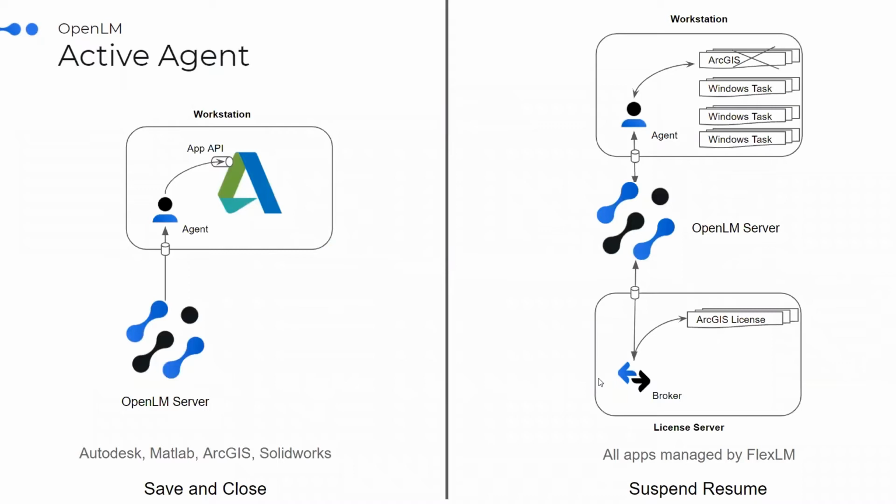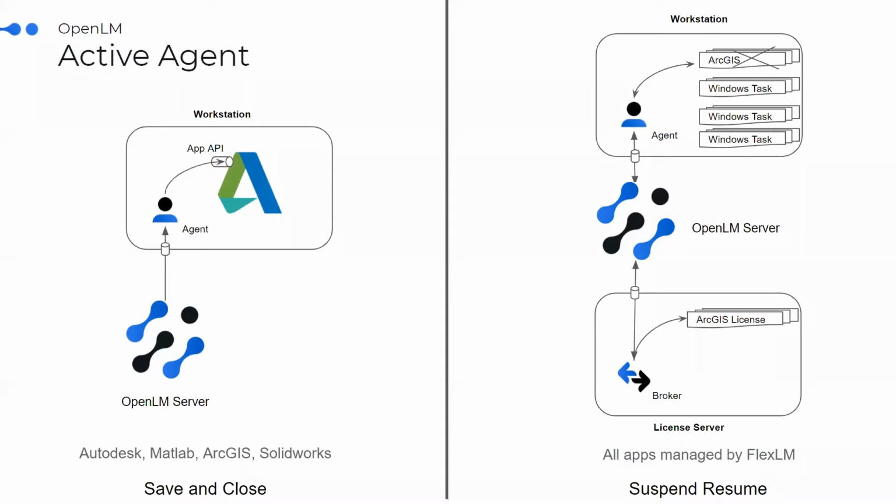So what we can do is implement active agent. We have a few options for active agent. Active agent is just an umbrella term for a few processes which can take place depending on the application. So if you have Autodesk, MATLAB, ArcGIS, SolidWorks, Harmony, and we added two more, Kingdom, Harmony, and one more, I don't remember which one, you can do save and close.